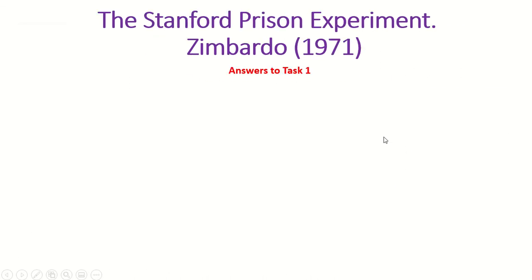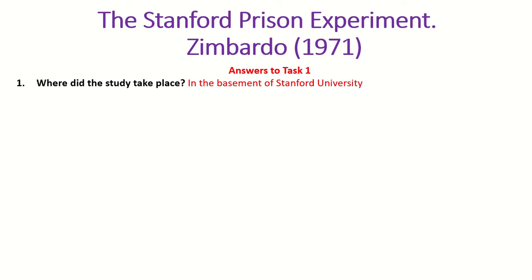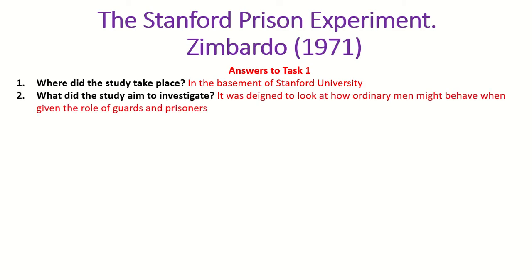Okay, so the answers to task 1. Where did the study take place? It was in the basement of Stanford University. Question 2, what did the study aim to investigate? It's designed to look at how ordinary men might behave when given the role of guards and prisoners, and I apologise for that typo there, I should say designed.